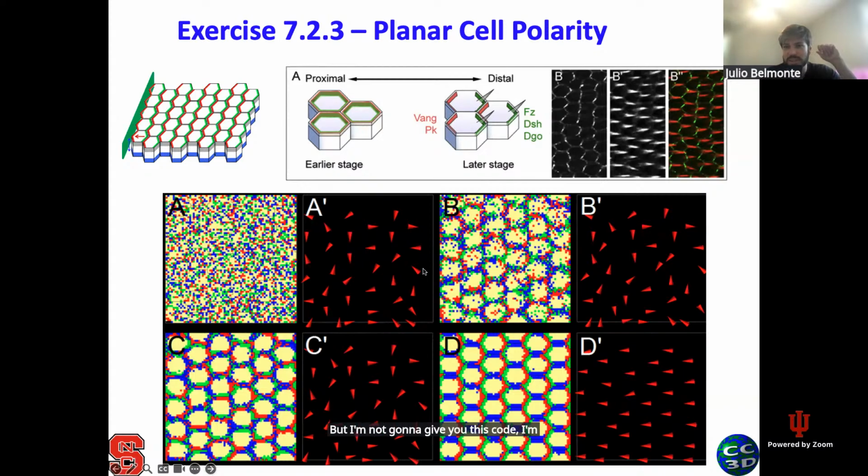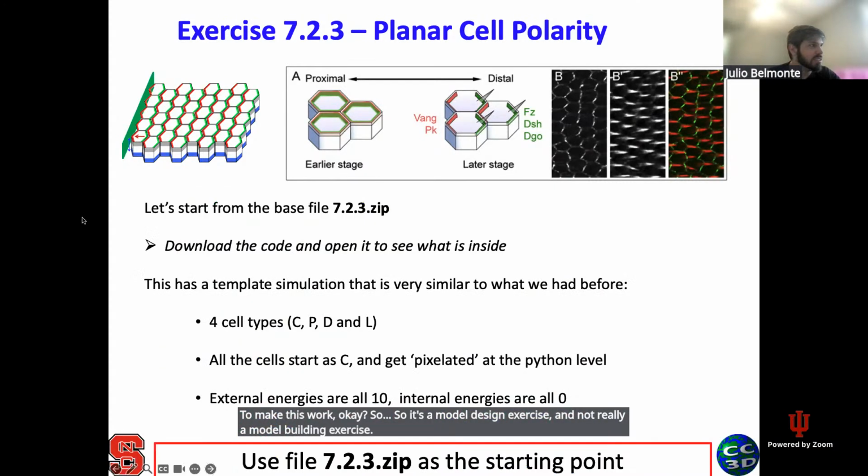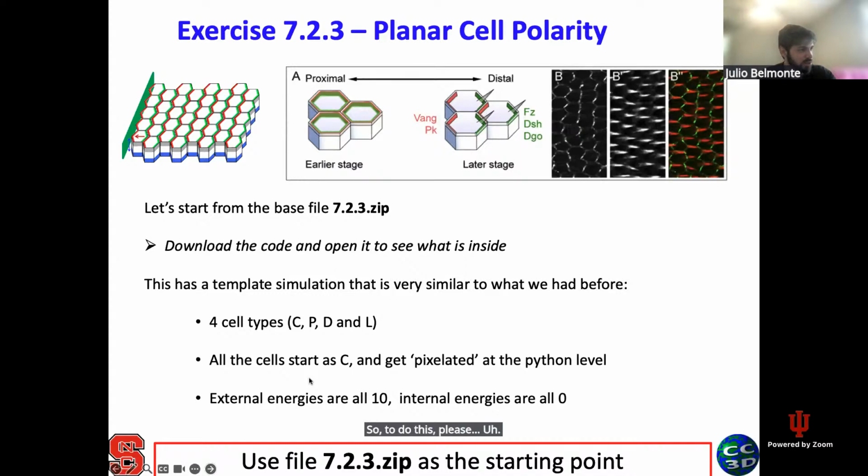I'm going to give a code that only sets the initial conditions. Then it's going to be our task to figure out what kind of energy you have to choose to make this work. So it's a model design exercise and not really a model building exercise. To do this, please go to the cell material properties and download the base file 7.2.3.zip, open it and see what's inside. Basically it should be a template simulation that's similar to what we had before.